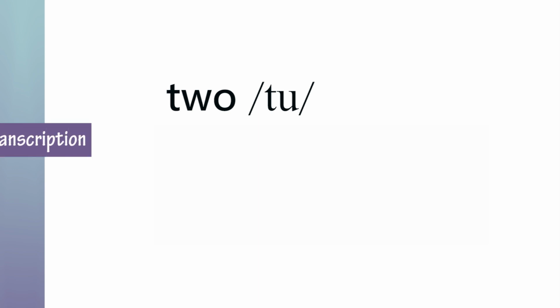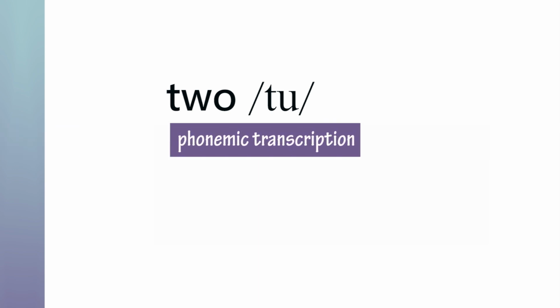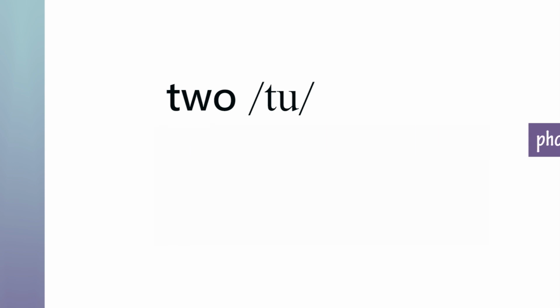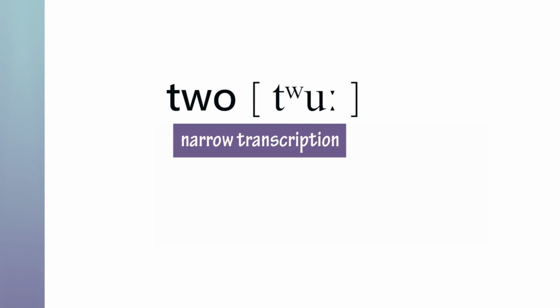First, I transcribed it phonemically, phoneme by phoneme, ta and nu. But I added two extra symbols, one of them has to do with secondary articulation, which in this case is labialization, and the other one is the length of the vowel. So it's not very difficult to get from broad to narrow transcription if you follow these steps carefully.